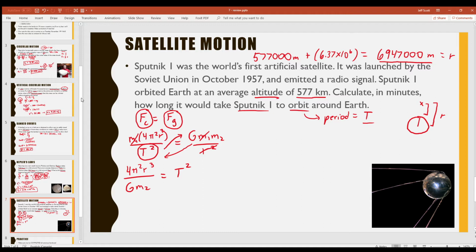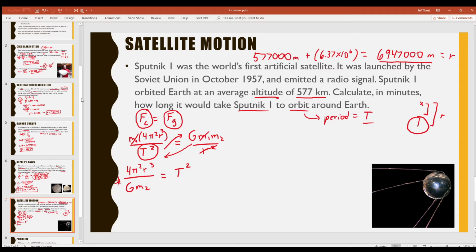Now, as for the capital G down in this equation, the capital G is the universal gravitational constant. That's 6.67 times 10 to the negative 11. And this m2 is going to be the mass of the Earth, which is listed on your formula sheet as being 5.97 times 10 to the 24.